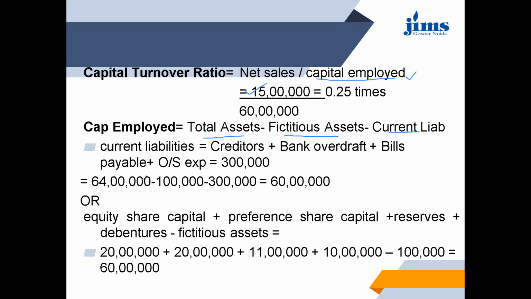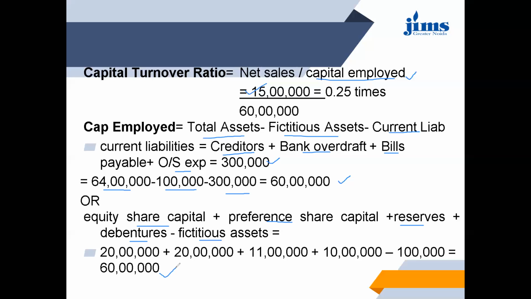Now total assets is given in the question as 64 lakh and fictitious assets were 1 lakh. So current liabilities are creditors, bank overdraft, bills payable and outstanding expenses, which is 3 lakh. So minus 3 lakh. So capital employed is 60 lakh. Or with the next formula also you can calculate, that is equity share capital, preference share capital, reserves, debentures minus fictitious assets. So 20 lakh plus 20 plus 11 lakh plus 10 lakh minus 1 lakh also comes 60 lakh.